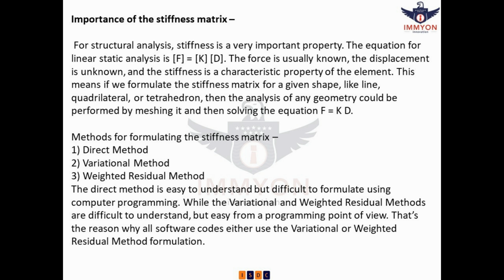This means if we formulate the stiffness matrix for a given shape, like line, quadrilateral, or tetrahedron, then the analysis of any geometry could be performed by meshing it and then solving the equation F equals Kd. Methods for formulating the stiffness matrix: 1. Direct method. 2. Variational method. 3. Weighted residual method. The direct method is easy to understand but difficult to formulate using computer programming, while the variational and weighted residual methods are difficult to understand, but easy from a programming point of view. That's the reason why all software codes either use the variational or weighted residual method formulation.